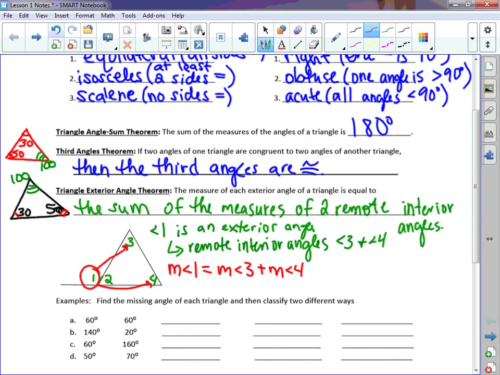Alright, but we're not always given that information there. We might have a situation in which we only have 1, 3, and 4. And this is another way to then find that angle 1. Or we might only have 3. Alright.